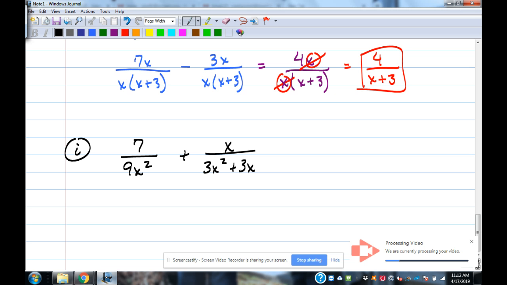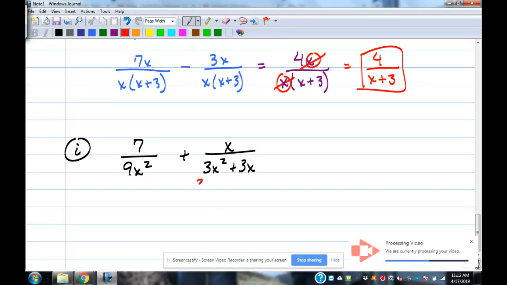x squared plus x over 3x squared plus 3x. So I see a polynomial in the denominator, so I want to think about factoring that. Anytime you see a polynomial that isn't matching on both fractions, you want to think factor that. So let's factor the 3x squared plus 3x.